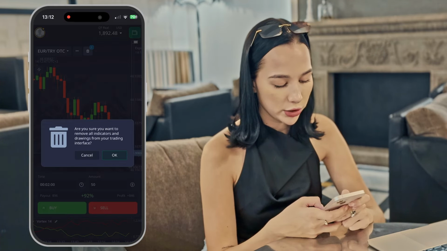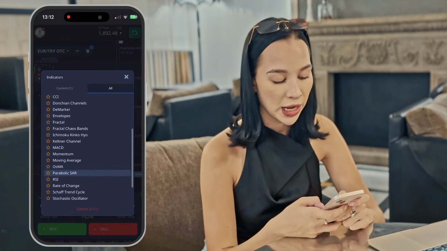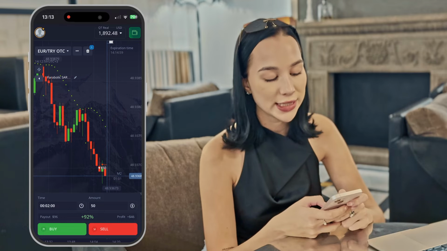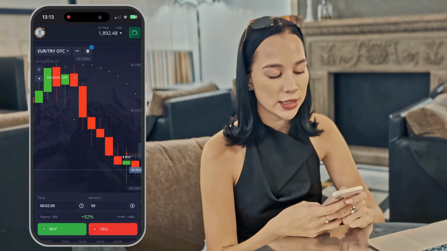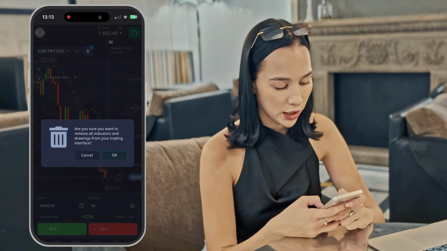Let's check out the other ones. What I can show you, for example, is Parabolic SAR, also pretty convenient for beginners. If you see the green points above the chart, that's giving you a sell signal, and if you see the points below the chart moving from bottom to top, that's giving you a buy signal, definitely. Let's check out something else.